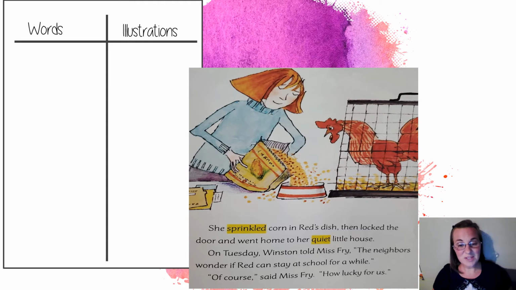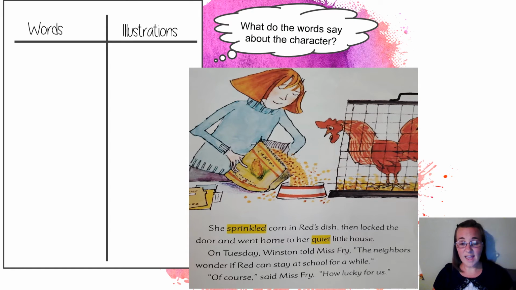Ready? Let's read. She sprinkled corn in Red's dish and locked the door and went home to her quiet little house. On Tuesday, Winston told Miss Fry, "The neighbors wonder if Red can stay at school for a while." "Of course," said Miss Fry. "How lucky for us."